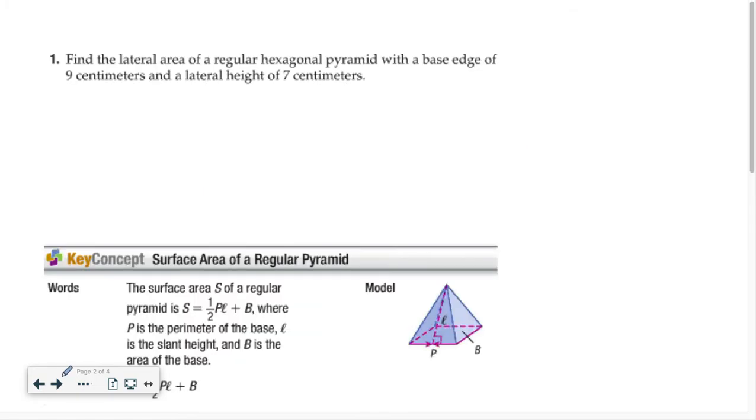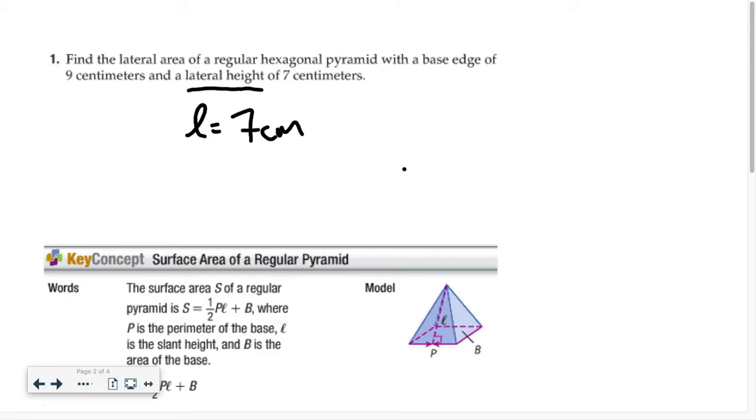Right. Here it's kind of just described to us. Find the lateral area of a regular hexagonal pyramid with a base edge of 9 centimeters and a lateral height, slant height of 7 centimeters. They call it lateral height. We'll call it slant height. That's our L, 7 centimeters.